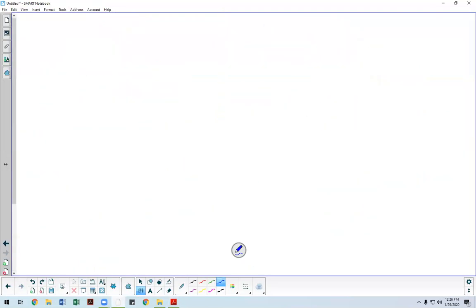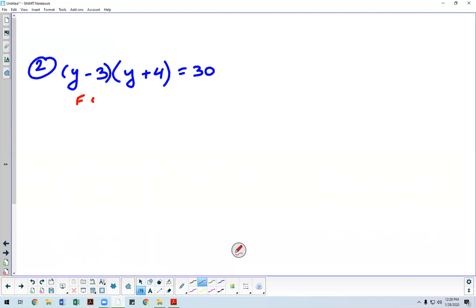This guy is (y - 3)(y + 4) = 30. So let's start with the FOIL part. Multiply the first terms, the outer terms, plus the inside, and the last. Okay?